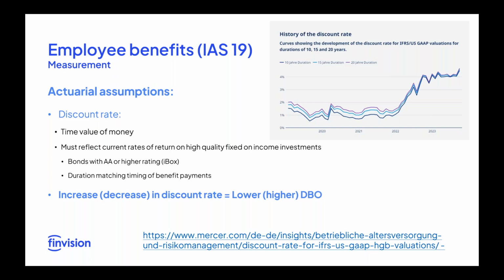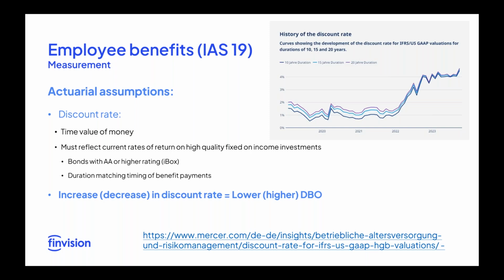At the top right, you see a chart. The chart shows you durations of 10 years, 15 years, and 20 years. You will see how the discount rate has increased. This is not unexpected. We all know that interest rates have increased since the end of last year, and you see that clearly here, that we are now almost today at a discount rate of, if you take for example the 20 years, I think it's about 4.6% already.